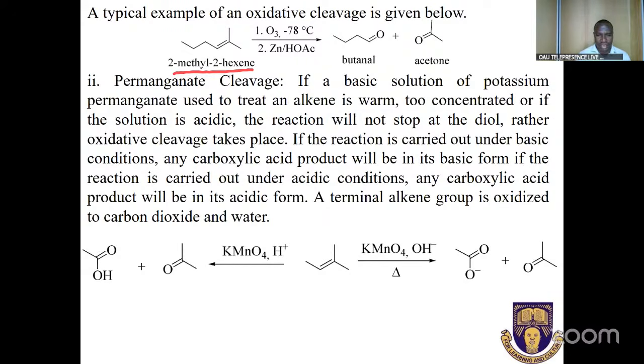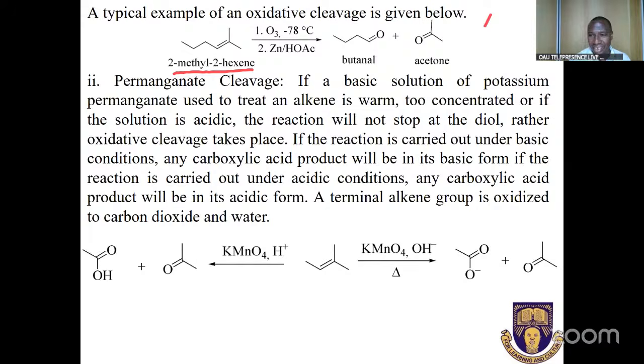So 2-methyl-2-hexene, we react that with ozone at low temperature, minus 78 degrees Celsius. We call those cryogenic conditions. So we're going below sub-zero, to minus 78 degrees Celsius. It's treated with that as the first reaction condition, and then the second condition is zinc in acetic acid. That's how we normally write it, zinc/HOAc.